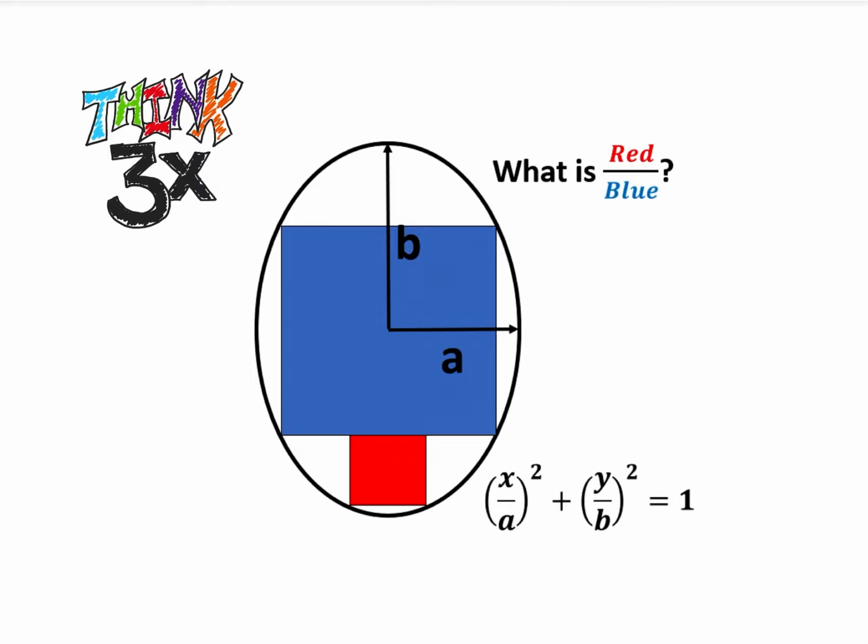So what we're going to do now is this for a general ellipse with the long and short axis given by B and A respectively. The equation for our ellipse is going to be x over a squared plus y over b squared is equal to 1. And we're going to see if we can determine the area of the red over the area of the blue. It's not quite as nice as it was before, but we can arrive at a solution.